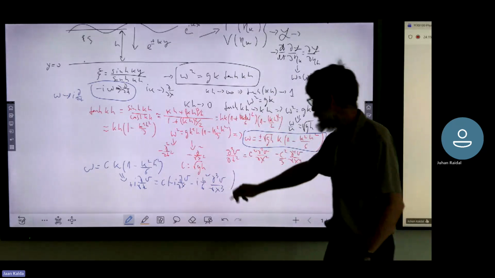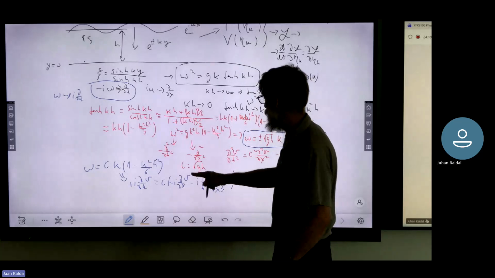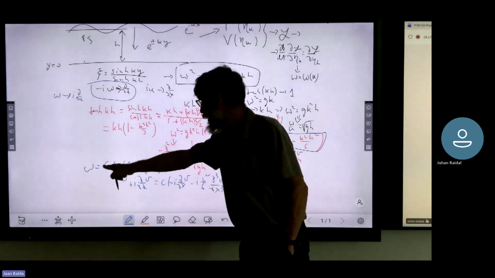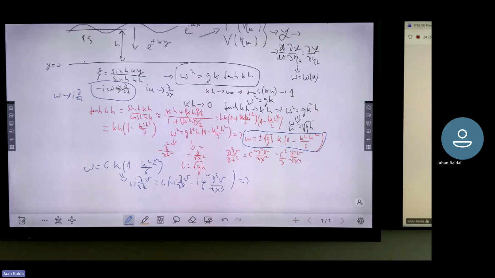And this term here corresponds to dispersion, meaning that omega over k depends on the wave vector k. When we say dispersion, we mean that the speed depends on k, or the wavelength or frequency.